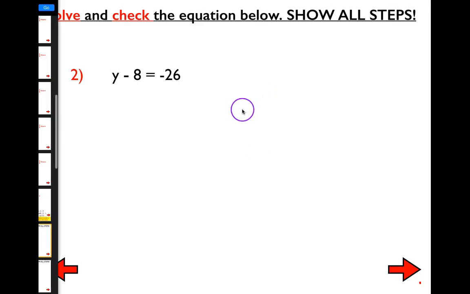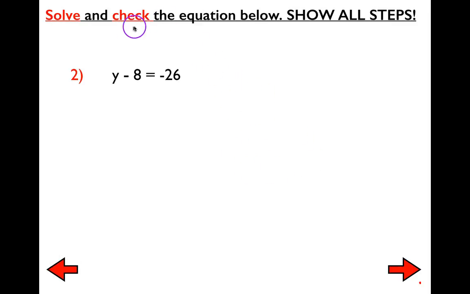So first here, what I would do is read the instructions: solve and check the equation below, show all steps. So notice it says solve and check. This is what you're going to be expected to do on your homework, so please make sure you do both of them. So I'm going to go ahead and try to isolate my y off to the left. So I'm going to use the inverse operation. The inverse operation of subtracting 8 is to add 8 to both sides. And here I created some additive inverses because that creates 0. Okay, so that's the reason why we use additive inverses.